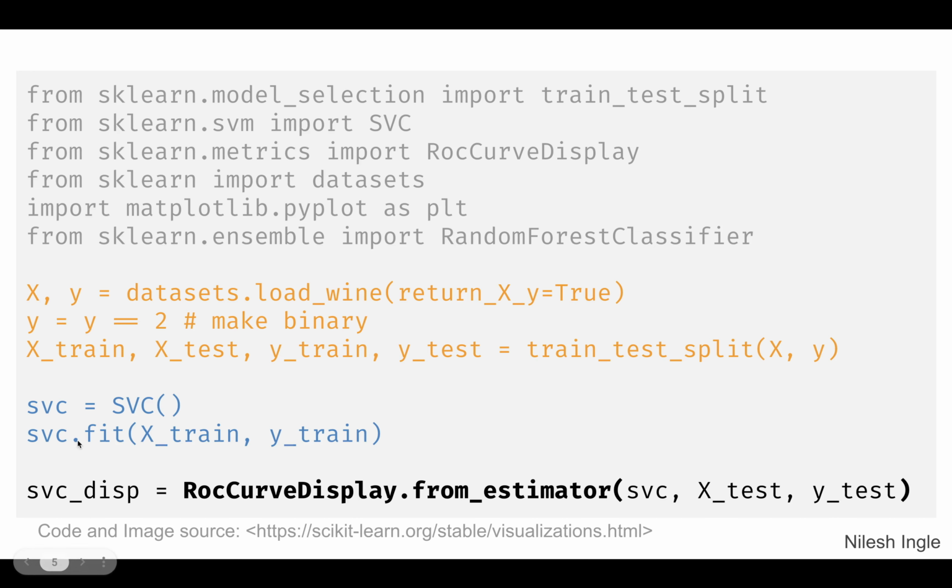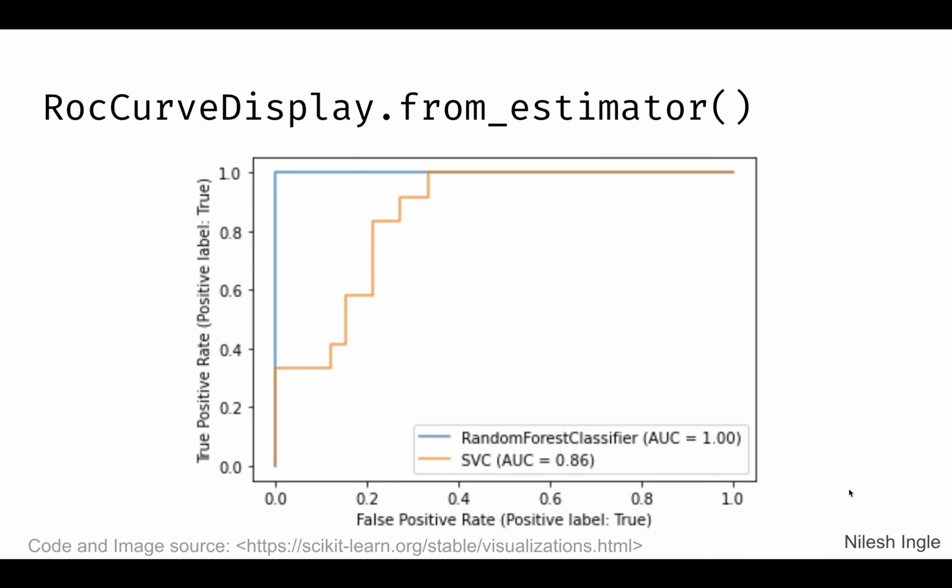So after fitting the classifier, we can use this method ROC curve display dot from_estimator, and we pass the classifier and the test data, and that's how we'll get that particular plot.